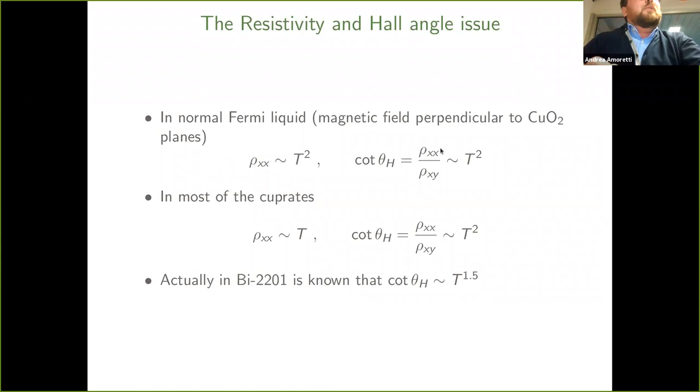This is not what happens in cuprates, where, and this is probably the most famous property of this material, the resistivity scales linearly in T from just above the transition between superconductor and normal phase up to very high temperatures. So this is one of the most mysterious properties of this material. But in contrast, the Hall angle scales like T squared. Well, actually, in our sample, the Bi2201, the scaling is known to be T to the 1.5, but this won't be very important to what we're going to say.